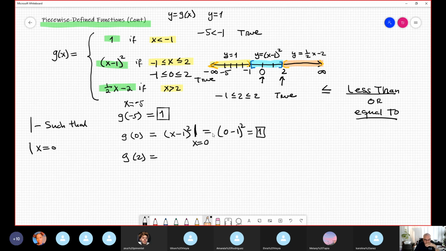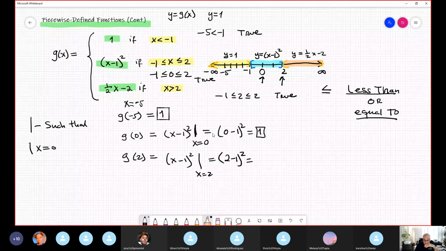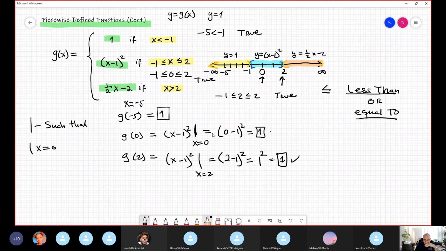Now you plug it in again. It's exactly the same. (x minus 1) squared such that x equal to 2, plug it in. Parenthesis 2 minus 1 squared. 2 minus 1 is 1, and 1 squared is 1. Wow. By coincidence, the answer for the three values is the same. It's not a coincidence. I did it artificially to create this elegant 1, 1, 1 answer. Any question?